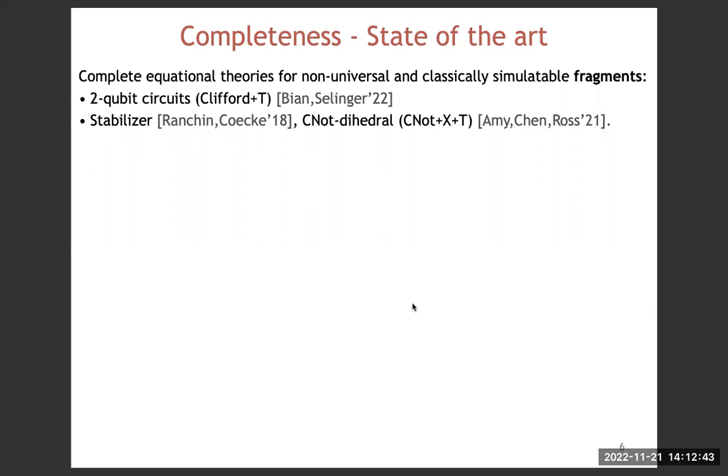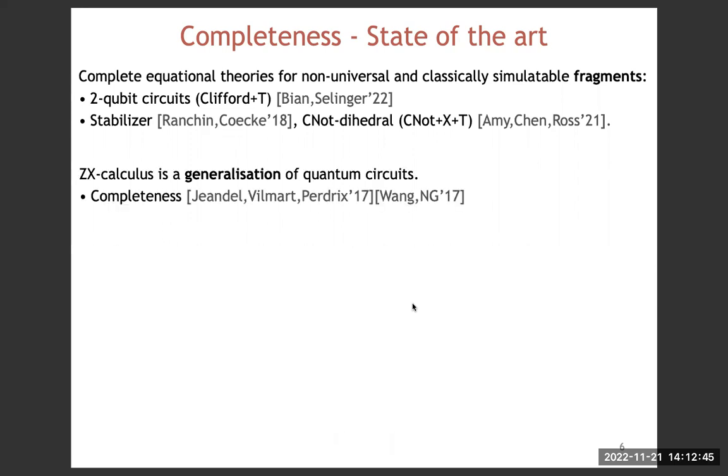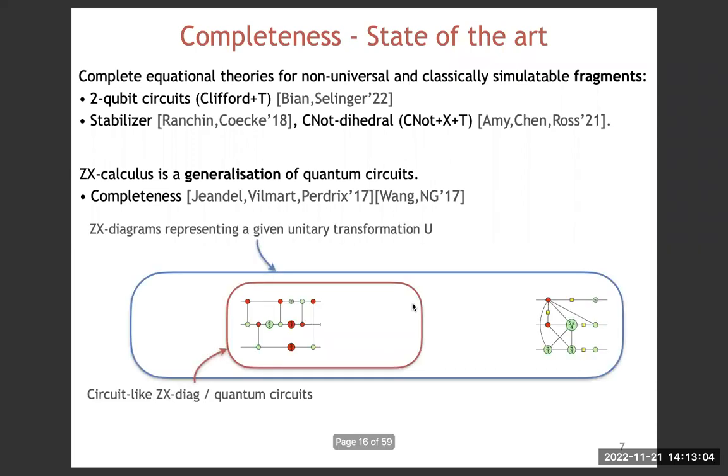What is interesting is that there are also results for generalization of quantum circuits. Here I'm talking about ZX calculus. We know that it's complete. We have complete axiomatization for ZX calculus, for Clifford plus T, for the general quantum ZX calculus. And this is interesting because ZX calculus is a generalization of quantum circuits, so it means that we can represent quantum circuits. These are the circuit-like ZX diagrams.